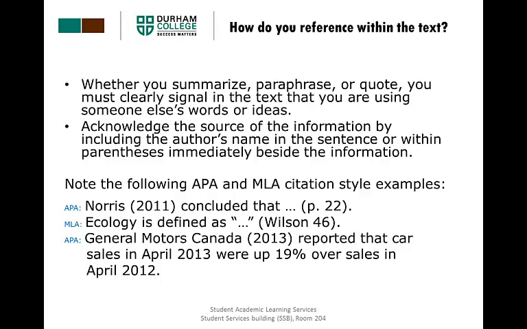The final example is General Motors of Canada, 2013, reported that car sales were up. So in that case, that's an APA example, and I know that because the year is following the author. In that case, the author is a corporate author, General Motors of Canada, still the author, so you still need to signal that and include the year and then provide the information. So the in-text citations provide a signal to your reader that this is where my information came from, and then at the end of your document you're going to provide the details about those particular sources, about the Norris, the Wilson, and the General Motors source.